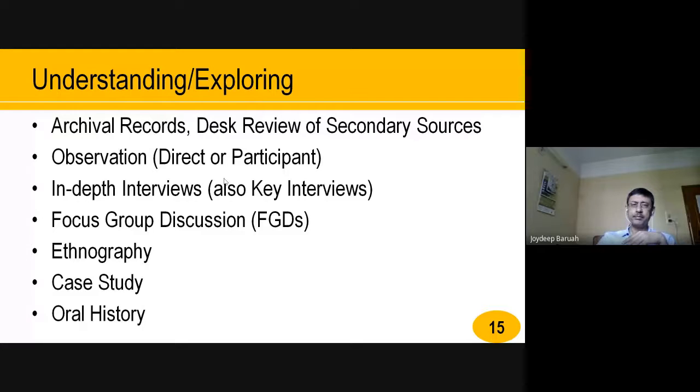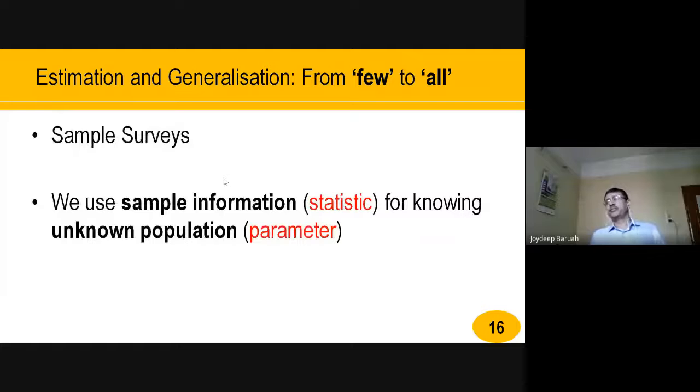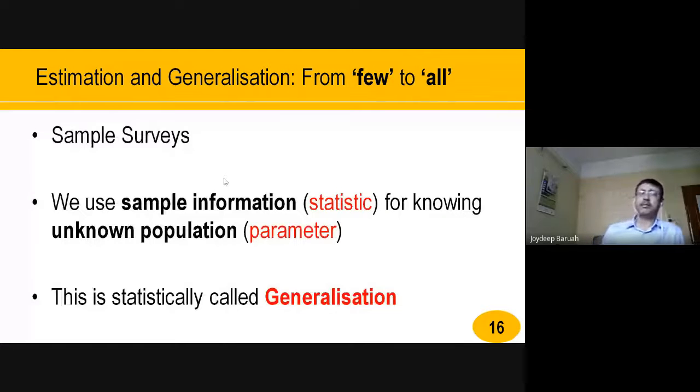Now, if you want to generalize, this is a different kind of idea. If you want to estimate and then generalize, it is called few to all. That's a different way of looking at things. It is not only about understanding and exploring, but it is about generalization. So you need to estimate. The idea is that it will require a sample survey. The sample survey will give you simple understanding, and at the same time it will also allow estimation and generalization.